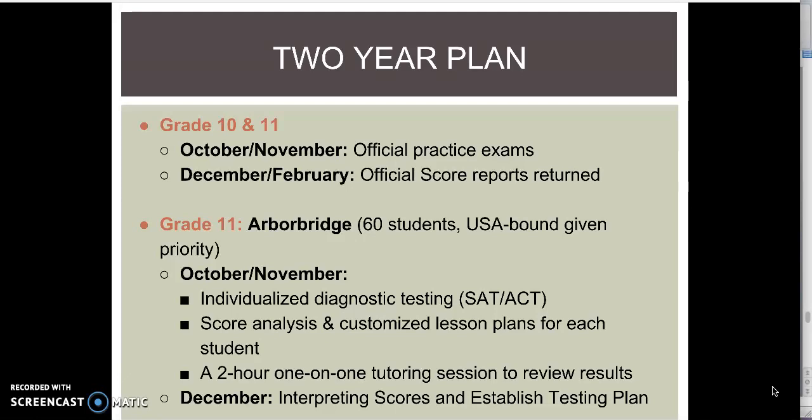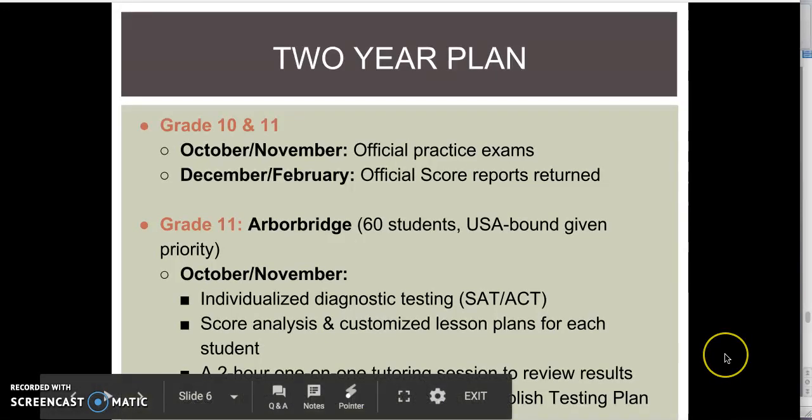After that is complete for those students, all juniors will be ready, before summer begins, to interpret scores and establish a testing plan. That is so if students so choose, they can use their summer in between semester 1 and semester 2 of their junior year to begin test preparation for the test of their choice. Test preparation should not overwhelm students' time or energy. They should not drain a family's wallet, but it absolutely needs to become a part of their daily academic lives.